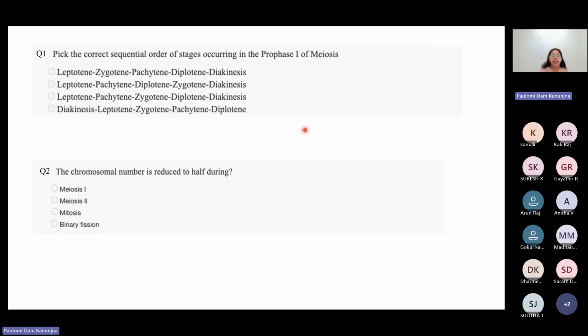This is the final slide to tell you which one follows after the other. And the chromosome number is reduced to half during which stage of meiosis, 1 or 2, which is very easy. Seeing many people typing, that's exactly because it's very easy.